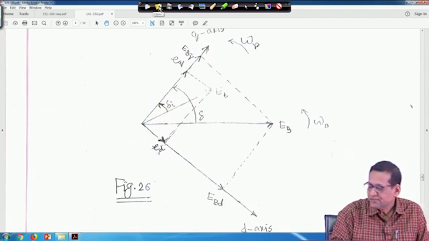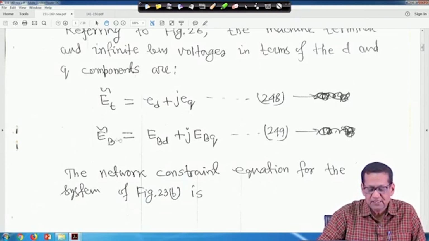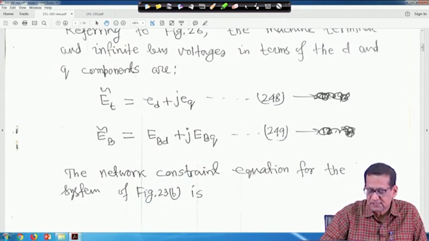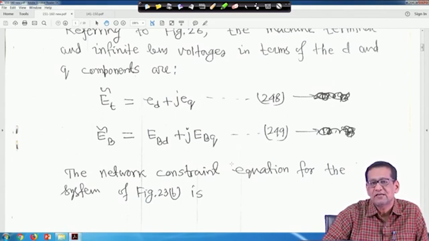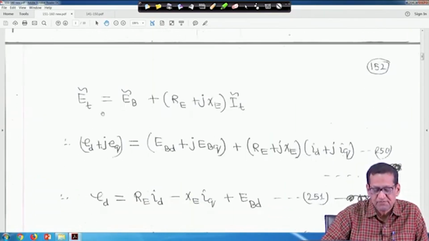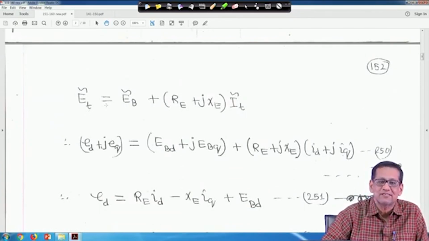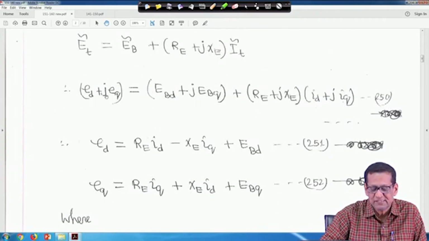So, let me clear it. Let us write: E t tilde is equal to E d plus J E q and E b tilde is E b d plus J E b q. The network constant equation for the system of figure 23b, that means the Thevenin equivalent one, with E t, x t, x c all given, and E b is the infinite bus voltage, the Thevenin voltage. So, E t tilde will be E b tilde plus R e plus J x e times I t tilde, where E t tilde is E d plus J E q, E b tilde is E b d plus J E b q, and I t tilde is I d plus J I q.